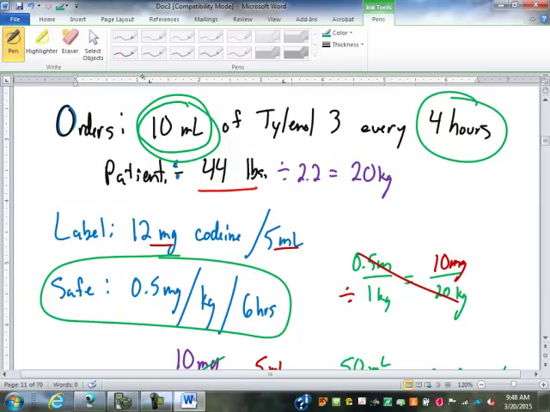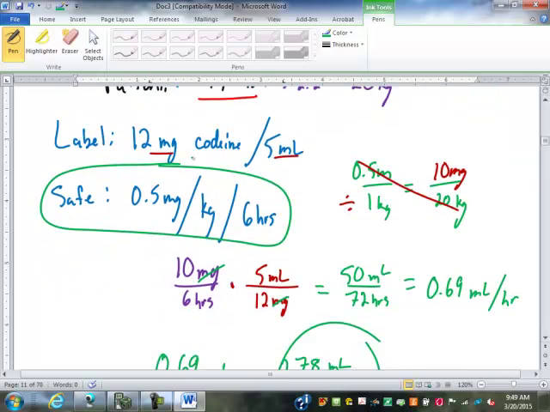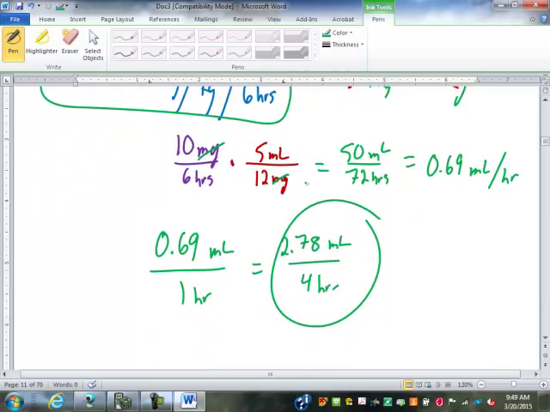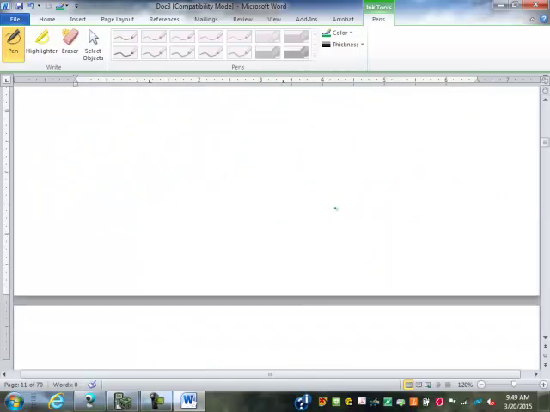You got 2.76? I did, yeah. You must have left the number in your calculator and didn't round it off. Yeah. Yep, the doctor's trying to kill the kid. That's one of the ironies about being a nurse: even if the doctor screws up the order, you still have to catch it.